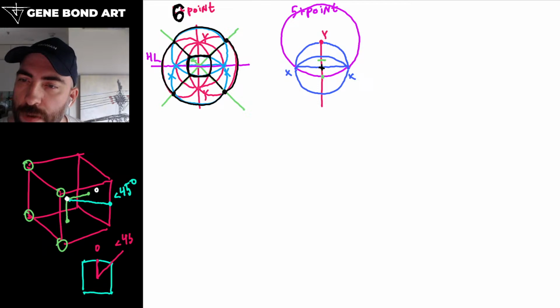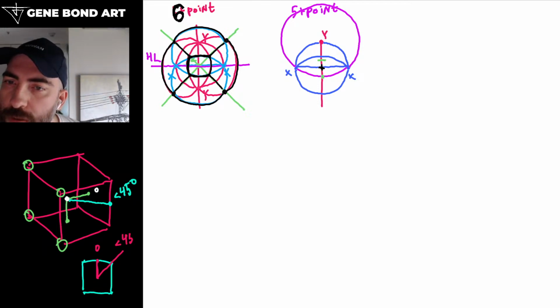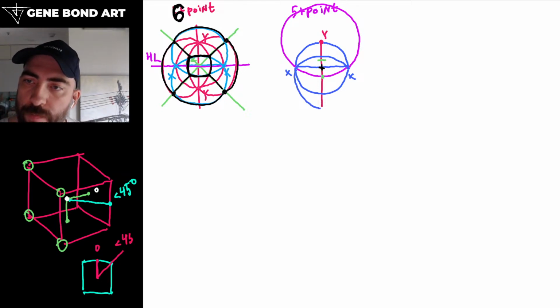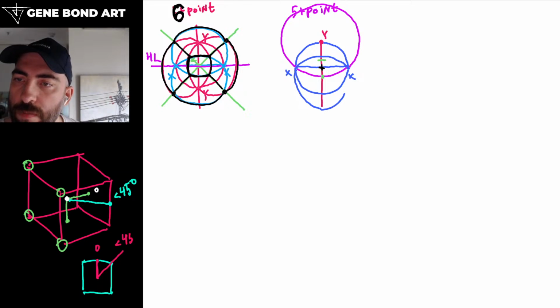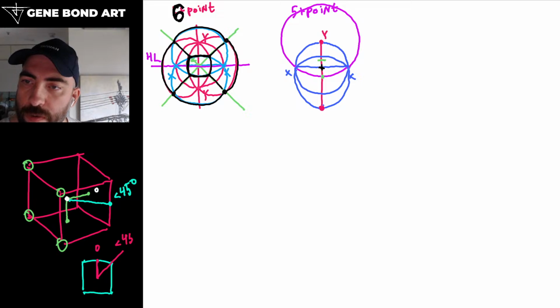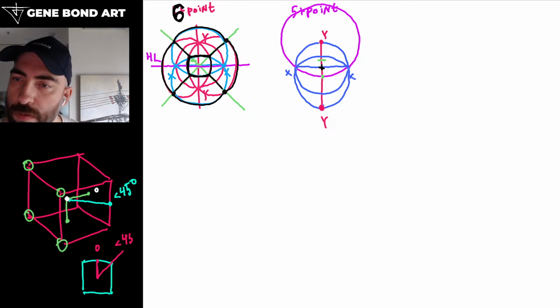But let's see. Yeah, but the Y axis actually should be further. So maybe here. Let's say somewhere here will be the Y vanishing point. Let's see.